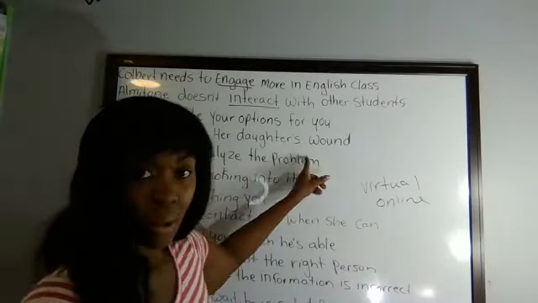All right? So next, Gene will help you when he's able. Gene will talk to you when he's able. Gene will call you when he's able. Or you can say Gene will call you when he can. Can and able mean the same thing. I can help you. I'm able to help you. Alright?